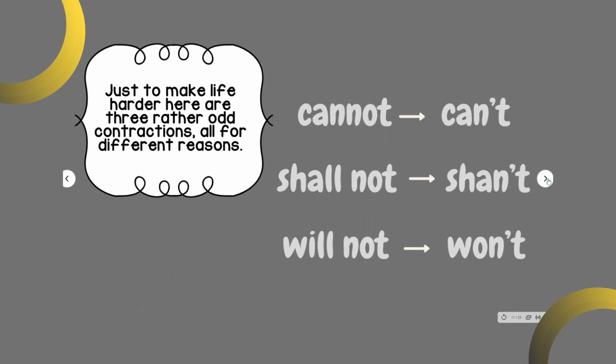However, just like always, there are some exceptions. For example, cannot: you can see that you're missing two letters here. So in this case, the rule just doesn't apply. These are words that you have to know off by heart. Cannot is can't, shall not is shan't, and will not is won't. And you need to know off by heart where the apostrophe goes. With all three of these, you can see it goes between the N and the T.